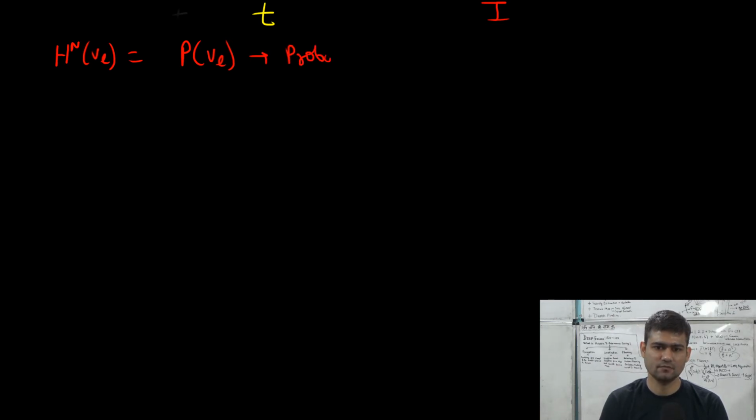Now, to save space and simplify the terms in our derivation, we'll represent the normalized image histogram hn of v_l simply as P of v_l, which is the probability of occurrence of the intensity value v_l in our input image I.